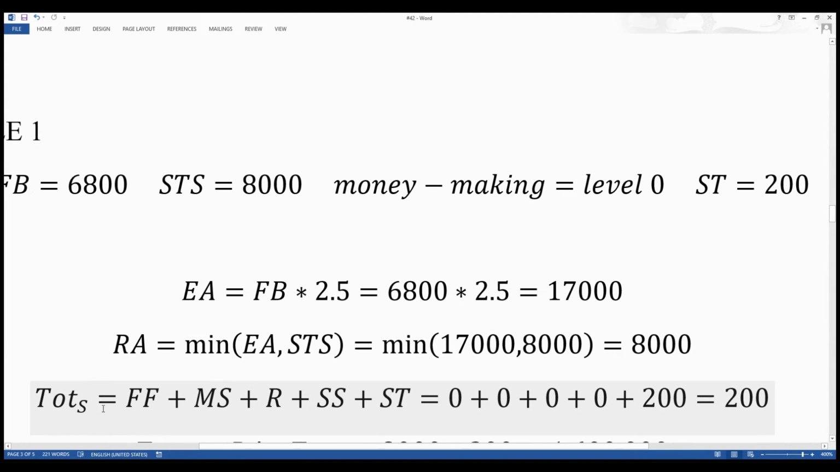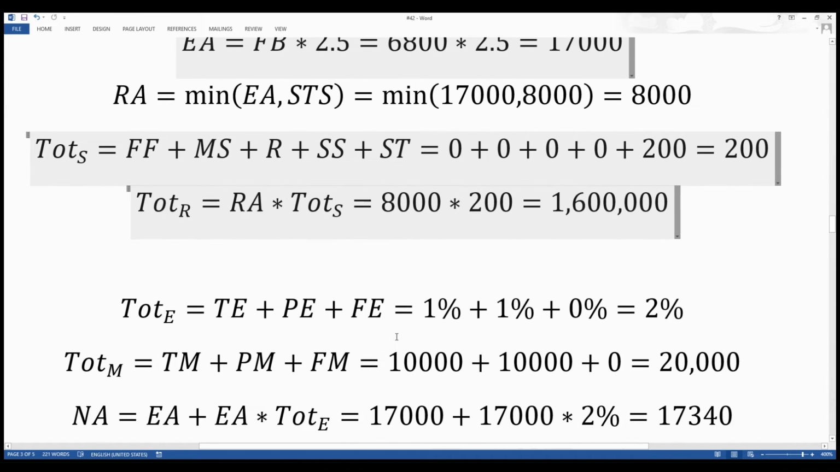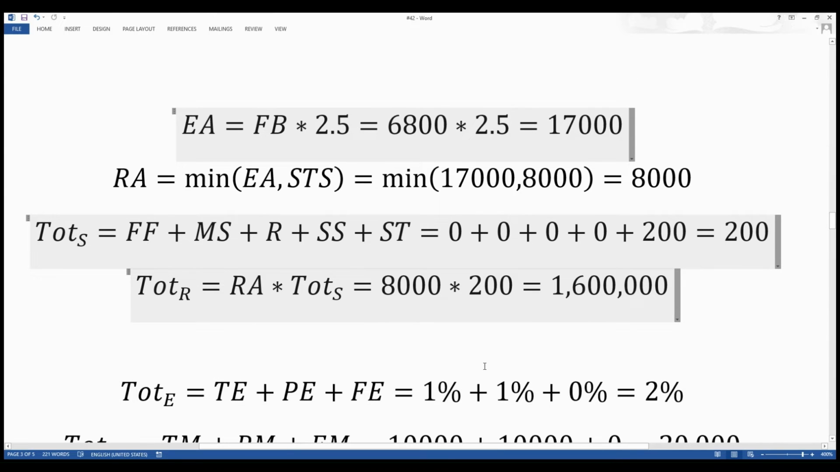Then we calculate the total revenue per supporter, okay, which is all zero here because the money making facilities are at level 0. We only have the 200 generated by each ticket sale. Once we have that, we can calculate the total revenue per match. 8,000 times 200, which gives us 1,600,000. Okay? Then we calculate the effect of the indirect money making facilities. Let's consider that this club is thinking about increasing toilets to level 1, parking to level 1, and not doing anything with floodlights. Okay, so the total effect will be 2%.